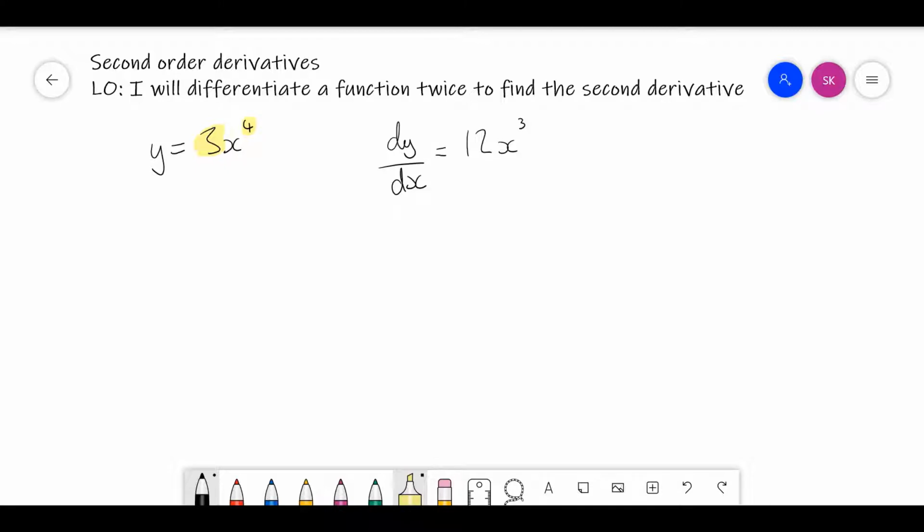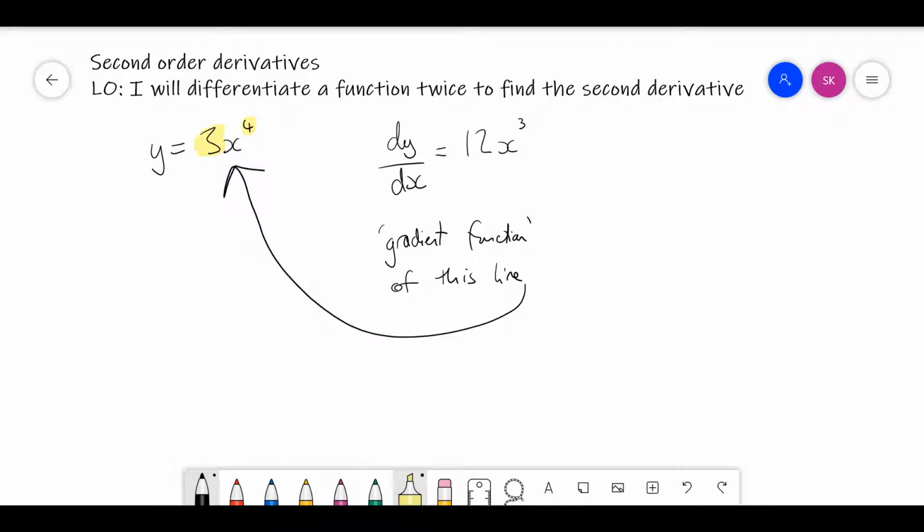What we call this is the first derivative, or the first order derivative for the function. What it actually means is it's a way of representing the gradient function of this line or this function over here. That should be quite clear to you by now because you've done it for the last week or so. You find the first derivative by differentiating the original function in order to find the gradient function, which basically describes the gradient of every point on the line.